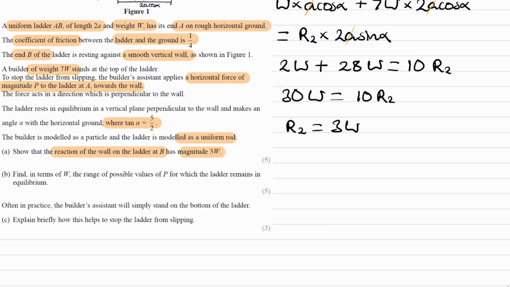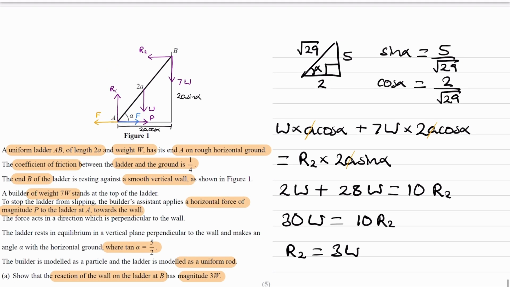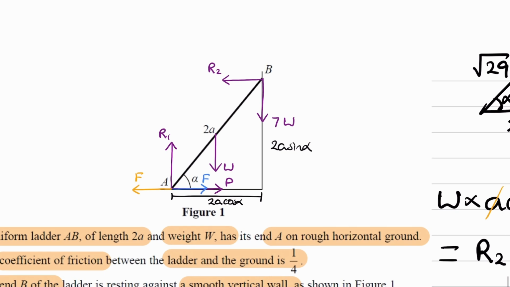So part B says to find in terms of W the range of possible values of P for which the ladder remains in equilibrium. Okay, so this goes back to what we were talking about at the beginning of part A. The frictional force can either act towards the left or right, depending on how hard the builder's assistant is pushing towards the right with this force P. So just to recap that, if the builder's assistant pushes very hard towards the right, the ladder wants to slide up the wall, and therefore at the bottom towards the right, the frictional force therefore acts towards the left to oppose that.